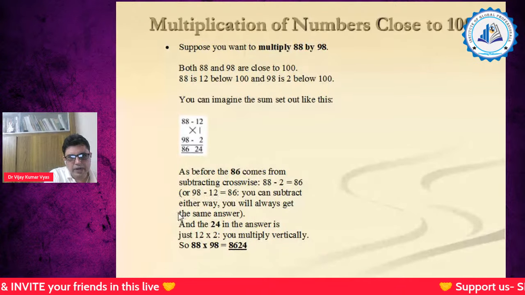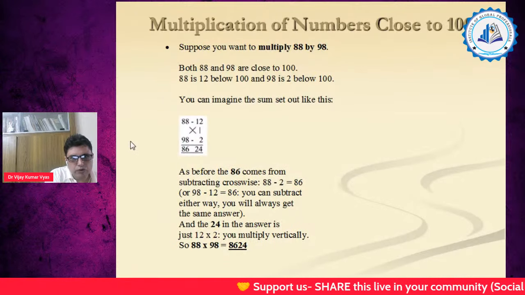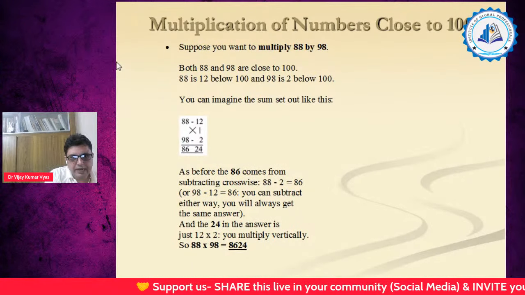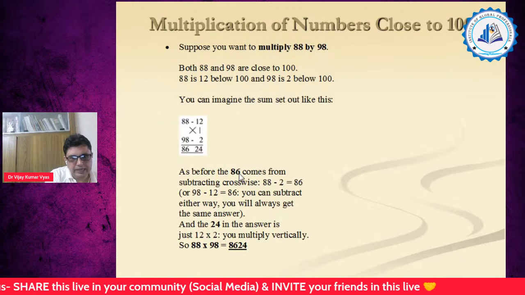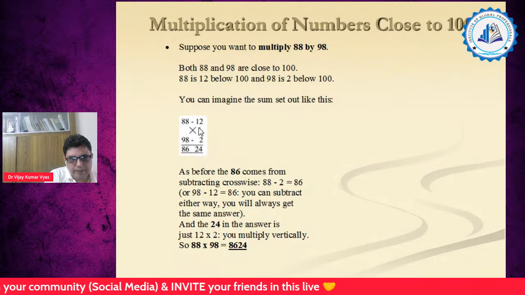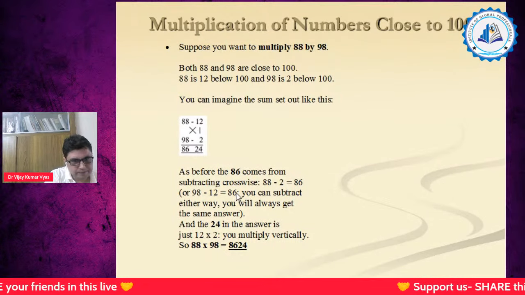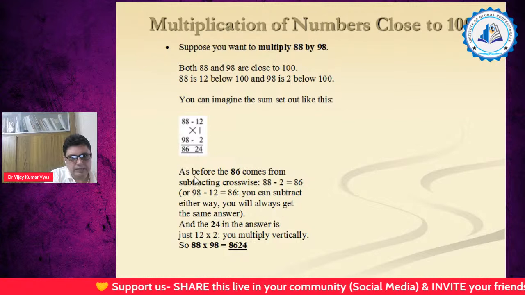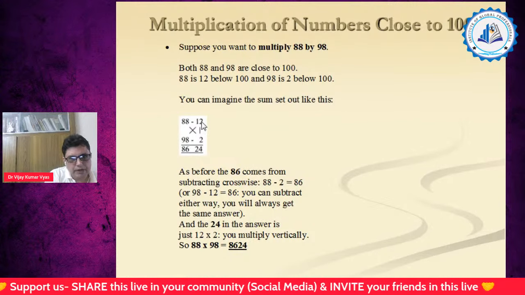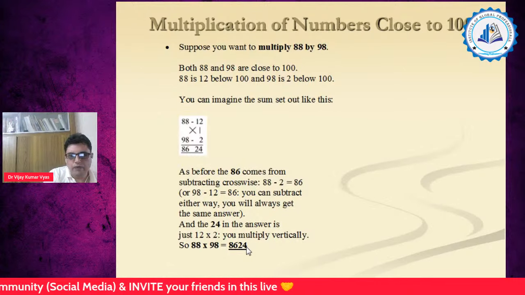As before, 86 comes from subtracting, means here you need to do cross subtraction. 88 minus 2, cross subtraction, you can see like this. So it is 86. Here 98 minus 12 is also 86, the same. You can subtract either way, you will always get the same answer. So 86. And now you multiply 12 by 2, 24. So the answer is 8624.